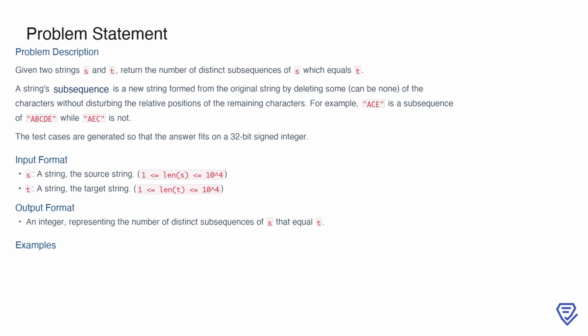The task is to compute the number of ways the target string T can be formed as a subsequence of the source string S. The problem guarantees that the result will fit within a 32-bit signed integer, so we don't need to worry about integer overflow. The input consists of two strings, S and T, where lengths can go up to 10,000 characters each. The output is a single integer representing the count of distinct subsequences of S that match T.